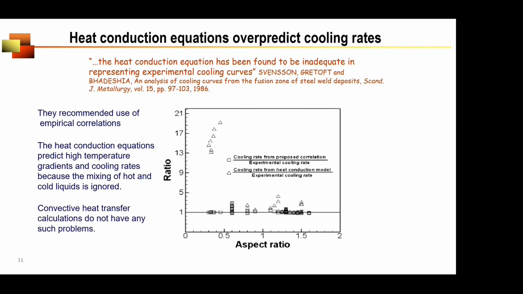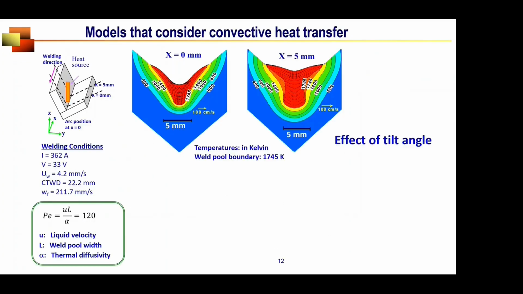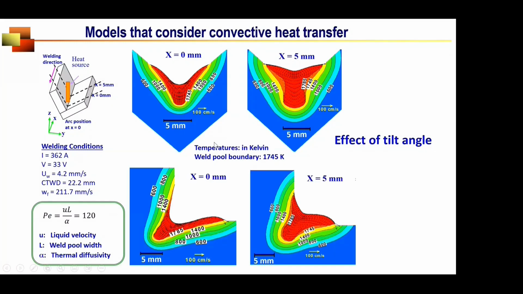And convective heat transfer calculations do not have any such problem. The models that consider convective heat transfer, and this is shown here, this is a V joint, and if you compare that with an L joint, the fusion zone geometry is different. In order to understand the effect of tilt angle, we need to actually consider convective heat transfer. We cannot just use heat conduction models.